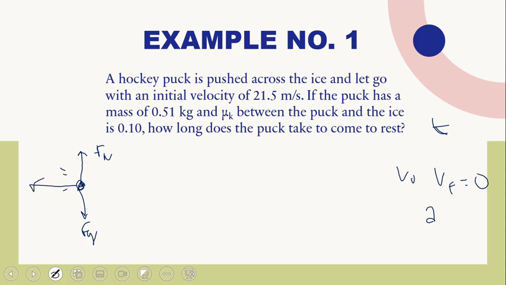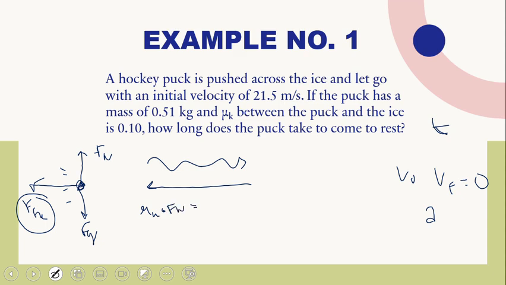Let's say the puck is moving in this direction. Then the friction force is going to oppose that motion, so it's going to point to the left. And we can see that our friction force is our net force. So we can use the friction equation to calculate that amount of force, which is mu k times Fn. And then we can set that equal to ma because friction is our net force.